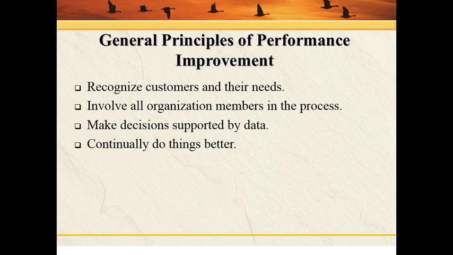And what are the general principles in performance improvement? What are the things that come under performance improvement? First one is recognize customers and their needs. First of all, you need to identify your customers. Who are they? What are their needs? What are their requirements? This you need to know. Second, involve all organization members in the process. You can't discriminate against your janitor or your attendant or your junior nursing officers in this process. Total quality management addresses everybody. So you need to get all the members in your group into the picture, and work towards achieving customer satisfaction. Then make decisions supported by data.